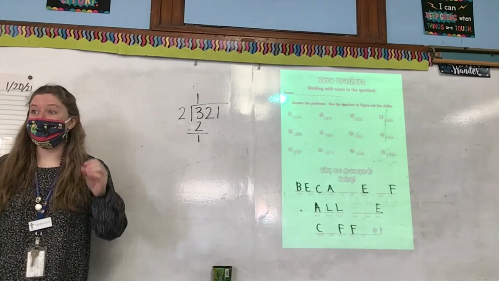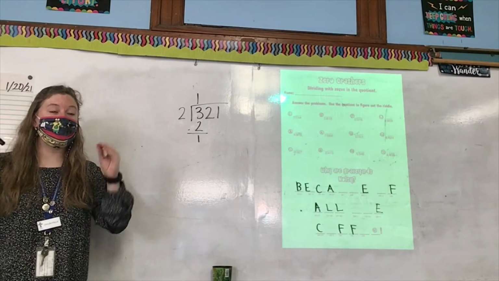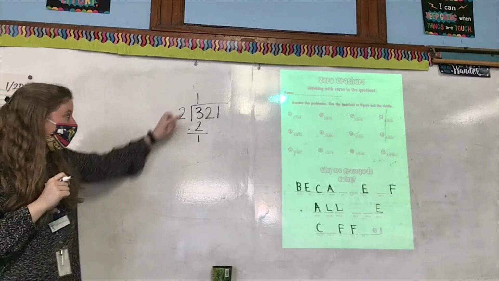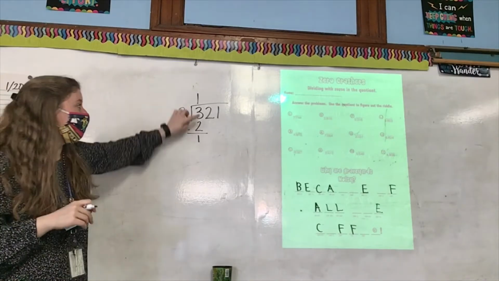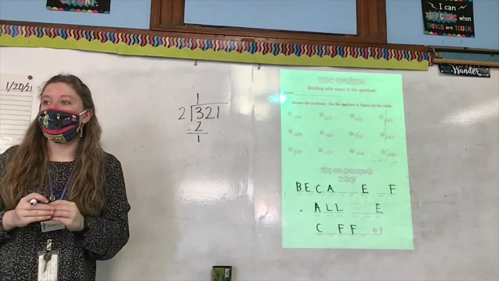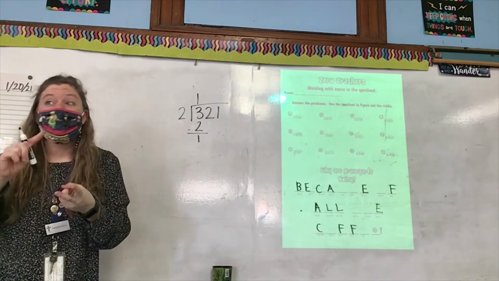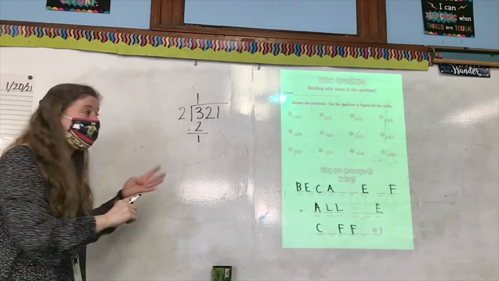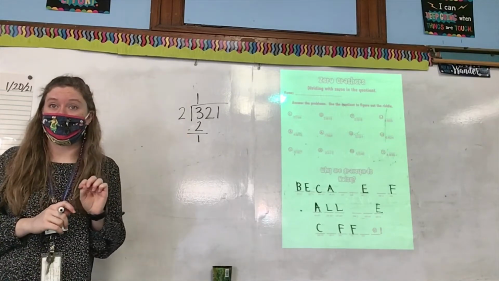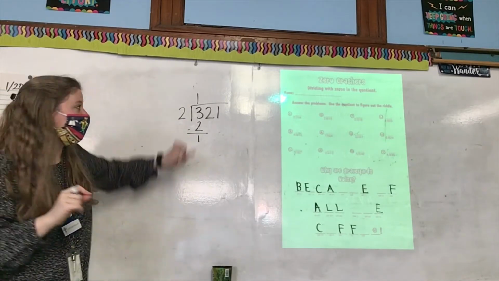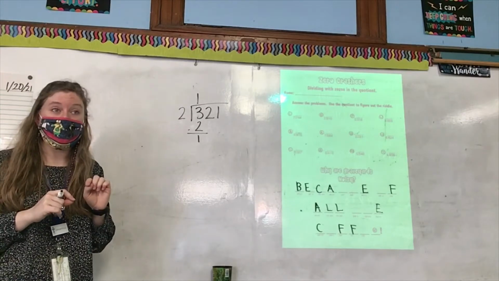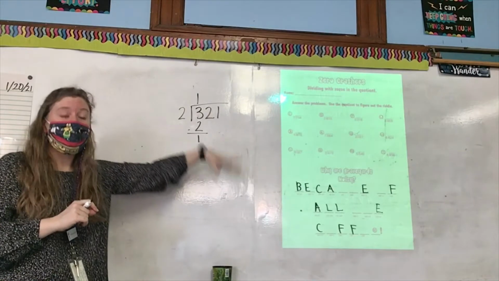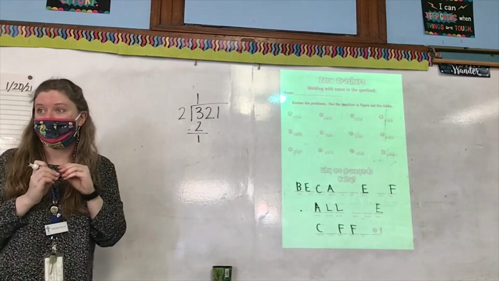After we subtract, the next step is always, always, always check for something to bring down. We always look at our dividend when we're looking for something to bring down. Not our divisor, not our quotient, not our new dividend, not the answer to the multiplication or the answer to the subtraction. We only ever look at our dividend for something to bring down. We're looking from left to right for the first digit that has not been used yet.